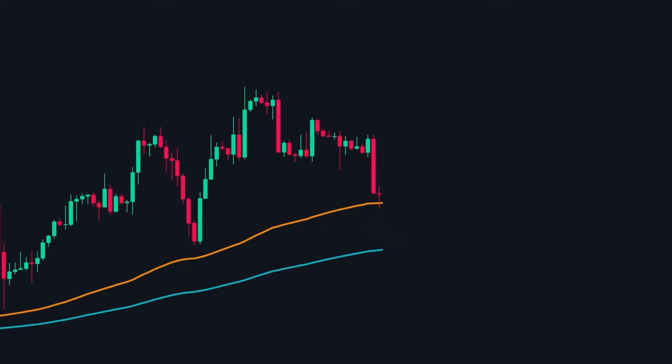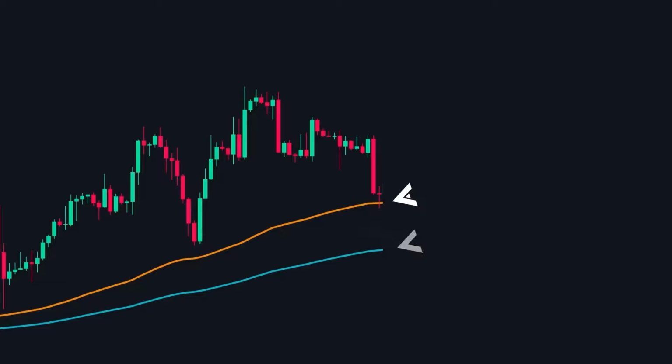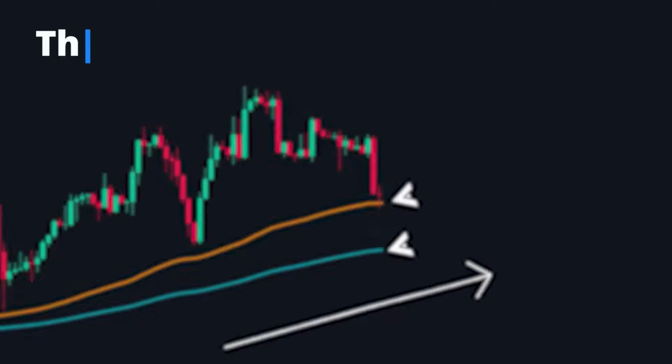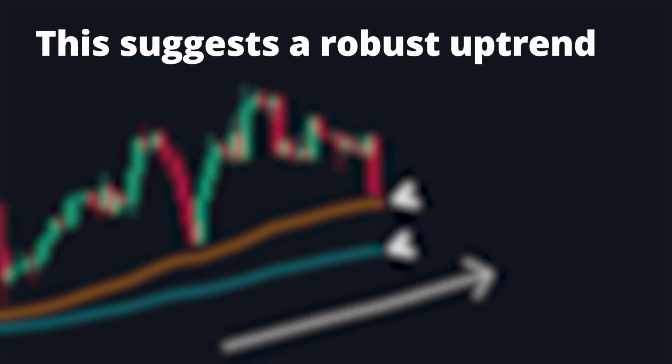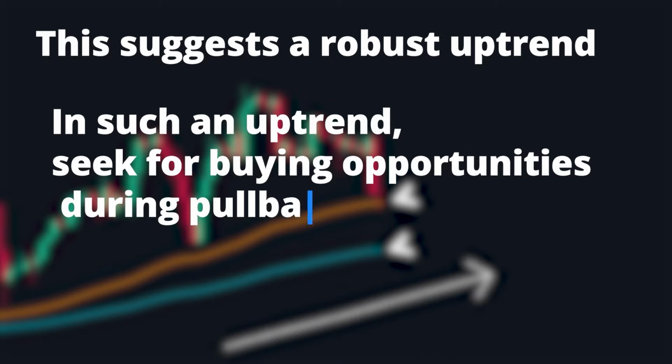To review with trading examples, the chart shows two moving averages. The orange line indicates the 100 EMA, while the blue line represents the 200 EMA. First, note that the price is regularly trading above the EMAs, with the 100 EMA above the 200 EMA and both moving averages sloping upward. This suggests a robust uptrend. In such an uptrend, look for buying opportunities during pullbacks.